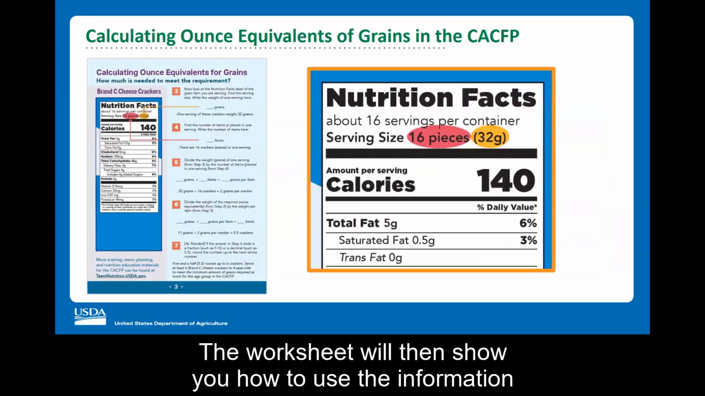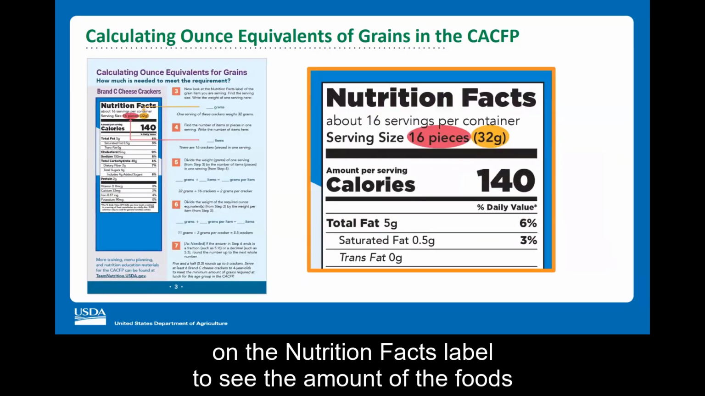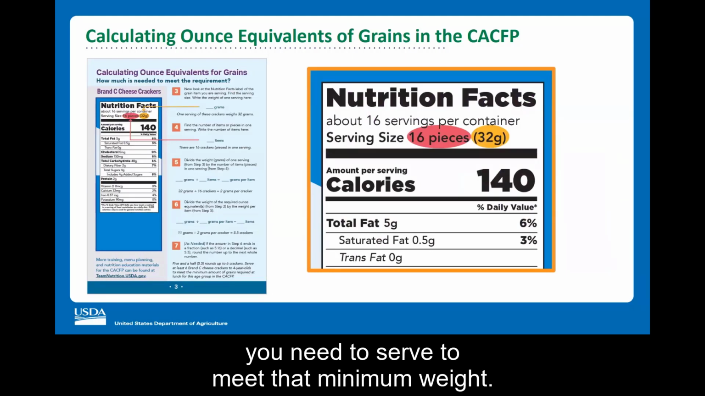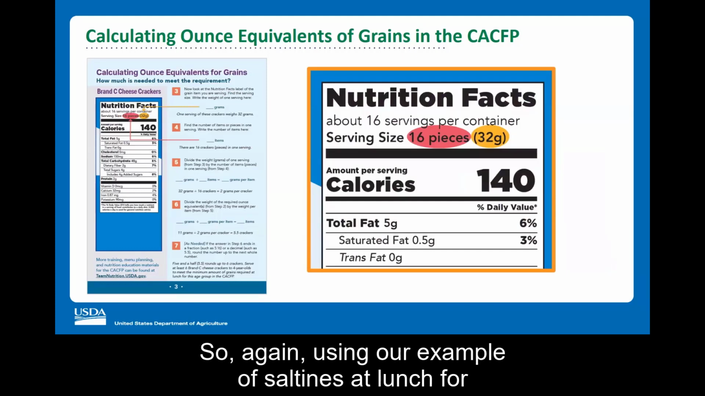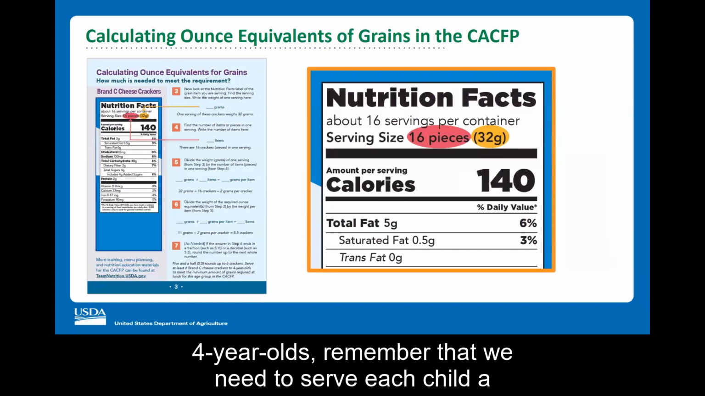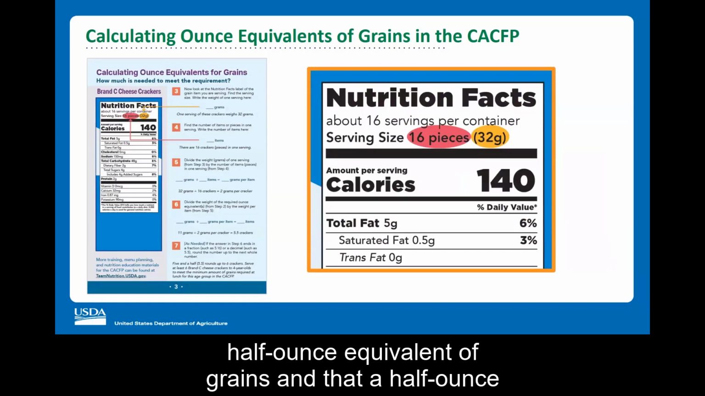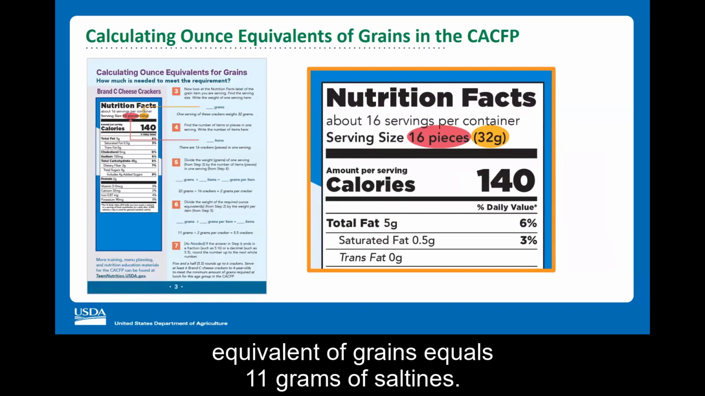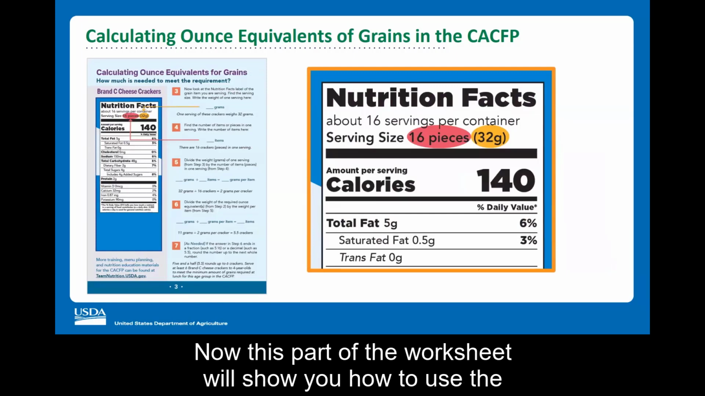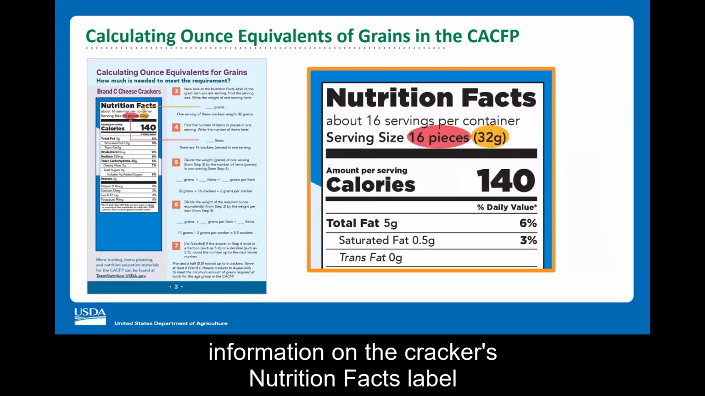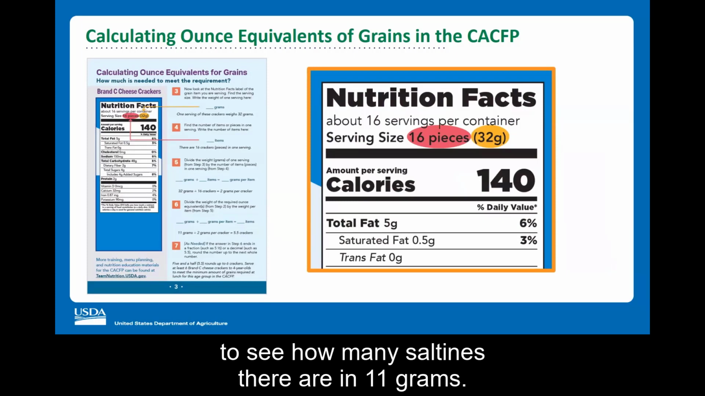The worksheet will then show you how to use the information on the nutrition facts label to see the amount of the foods you need to serve to meet that minimum weight. So again, using our example of saltines at lunch for 4-year-olds, remember that we need to serve each child a 1/2 ounce equivalent of grains, and that a 1/2 ounce equivalent of grains equals 11 grams of saltines. So now this part of the worksheet would show you how to use the information on the crackers' Nutrition Facts label to see how many saltines there are in 11 grams.